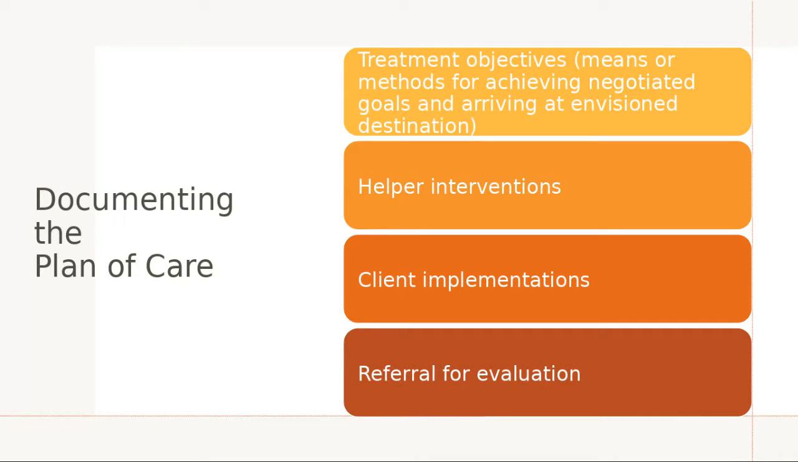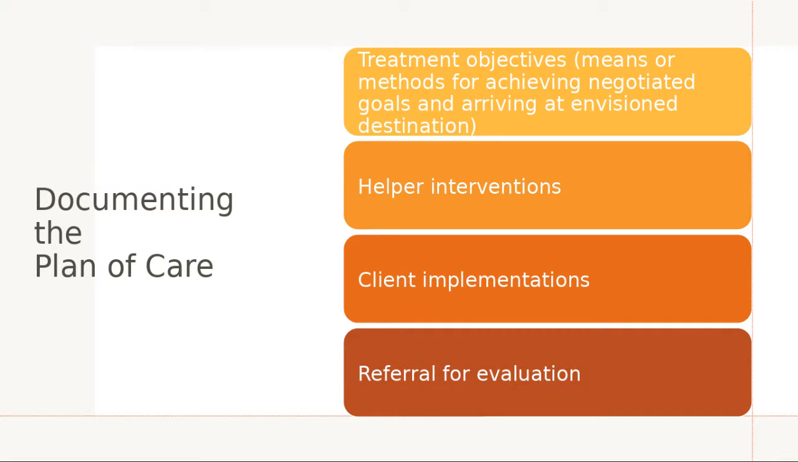You also outline client implementations. So what will the client be responsible for? They could be responsible for things like doing homework assignments. They could be responsible for journaling. They may have to do behavioral experiments where they're going outside their comfort zone and striking up conversations with strangers or getting involved in social activities. So again, you'll outline exactly what the client will be responsible for.